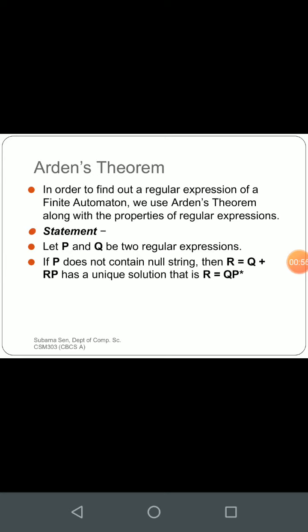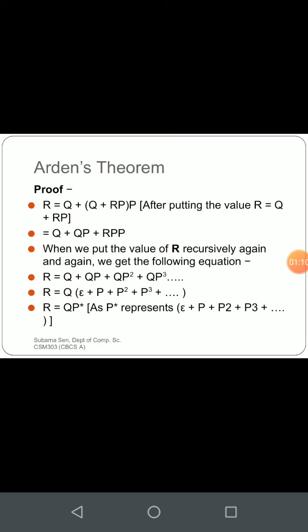Okay, so how does it come about? We will see in the next slide how to prove that if R equals Q plus RP, it has a unique solution R equals QP star. Fine. So first remember that R is equal to Q plus RP. Here we will keep on putting the value of R in place of R in the right hand side. Right. So R equals Q plus RP. If we put R equals Q plus RP again, it will become Q plus, within brackets, Q plus RP, whole multiplied by P. Fine. So it is coming to Q plus QP plus RPP.